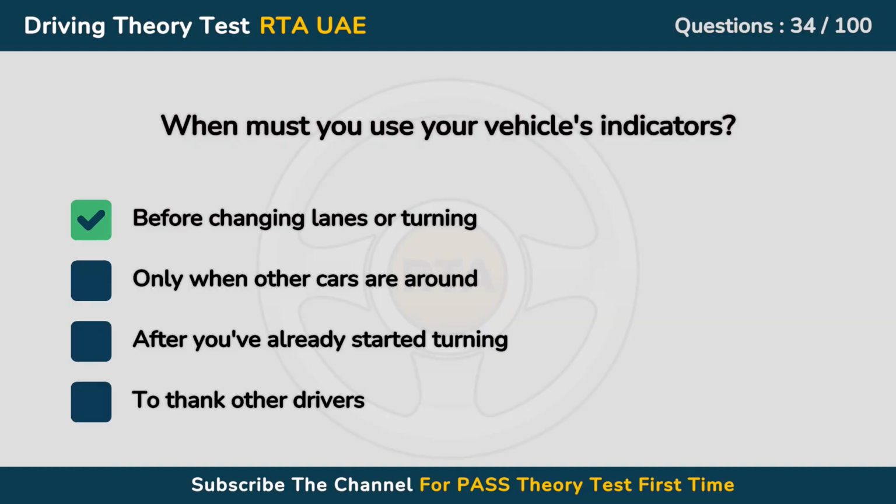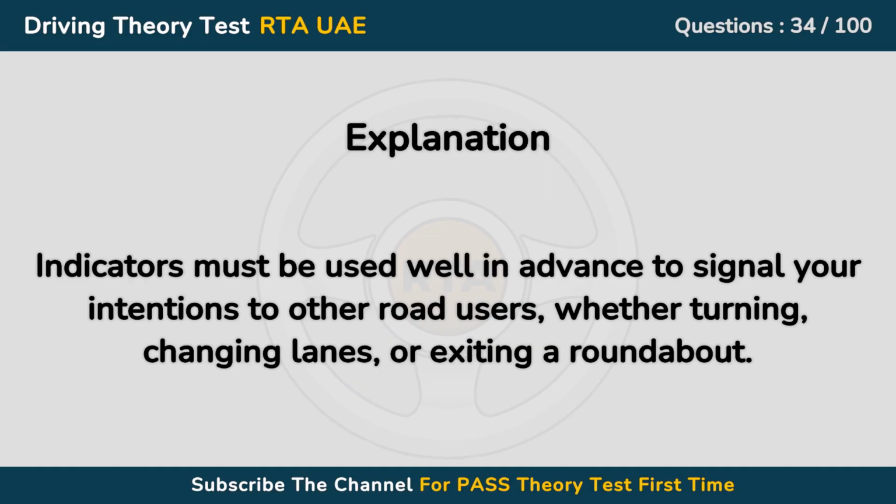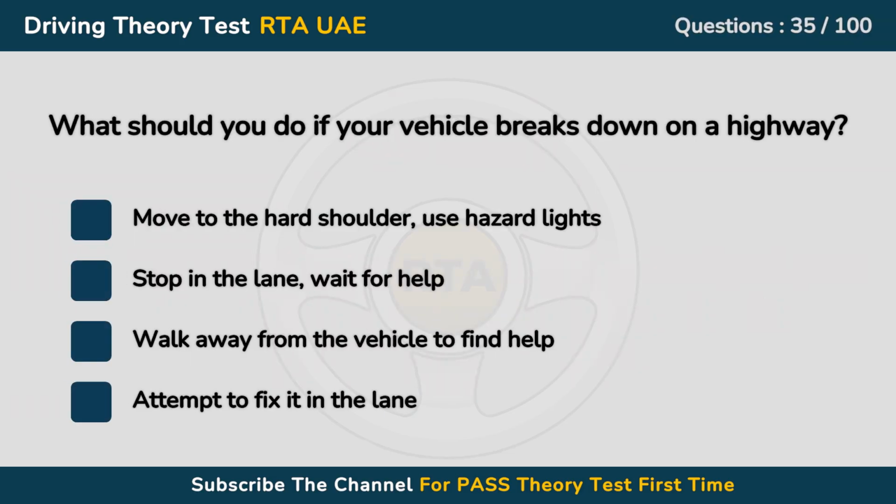Answer is A. Before changing lanes or turning. Indicators must be used well in advance to signal your intentions to other road users, whether turning, changing lanes, or exiting a roundabout.